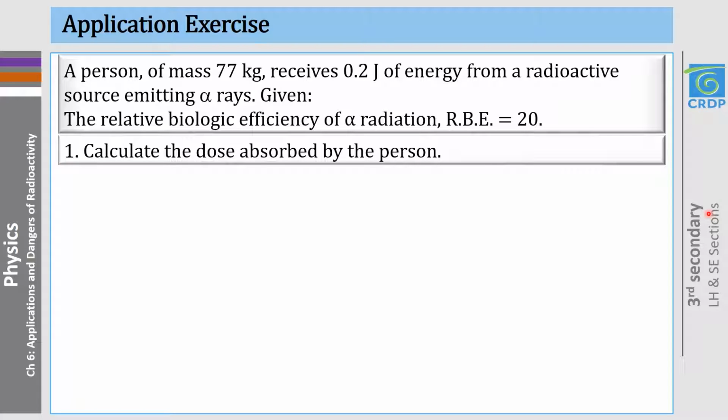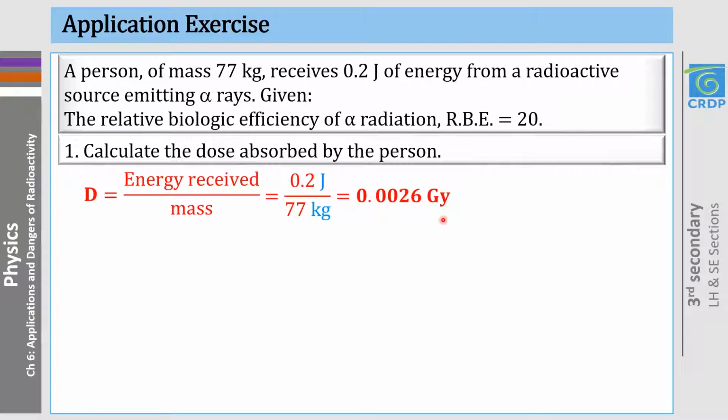We know that the absorbed dose is given by the energy received per unit mass, so we can divide 0.2 joule by 77 kilograms. And this is what we get in gray because joule per kilogram is equal to gray.